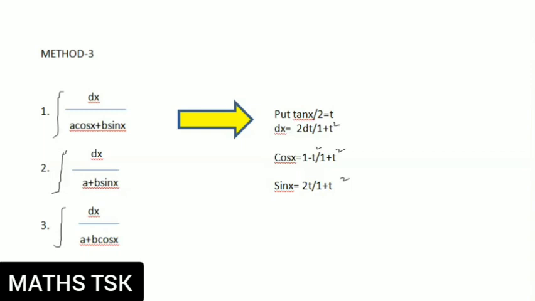If such type of problems are given, we have to take tan x by 2 is equal to t, dx is equal to 2 dt by 1 plus t square, and then cos x is equal to 1 minus t square by 1 plus t square, and then sin x is equal to 2t by 1 plus t square. Dx is 2 dt by 1 plus t square, cos x is 1 minus t square by 1 plus t square, sin x is 2t by 1 plus t square. Now we'll take an example.